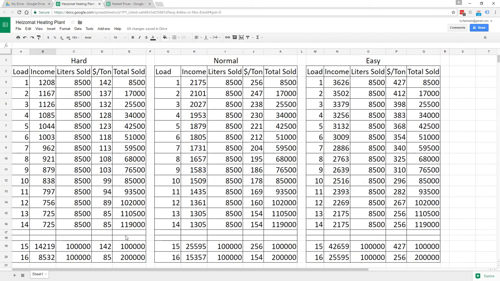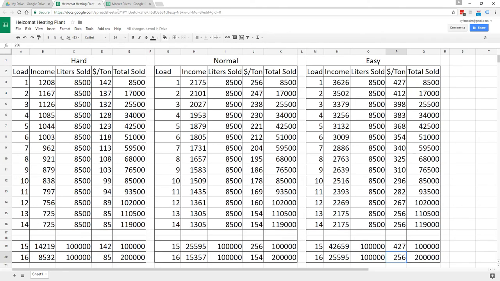So then I left and came back in and I ran another test using a modified trailer that holds 100,000 liters. And it paid me $142 a liter for all 100,000 liters. And then the second time, it paid me $85 a liter because I had hit that 100,000 threshold, and so it was paying me the floor then. So these are the numbers, right? 142 per ton, 85 floor, 256 ceiling, 154 floor, 427 ceiling, 256 floor.